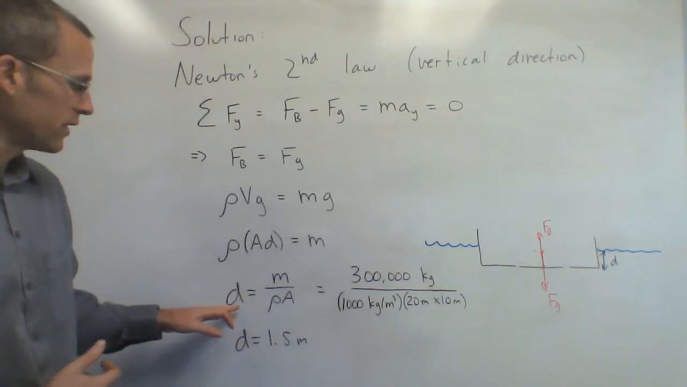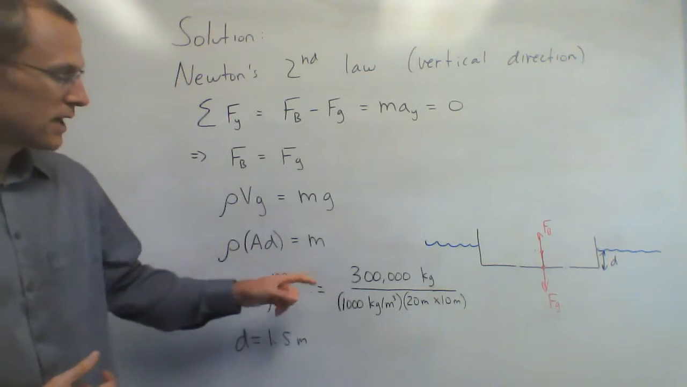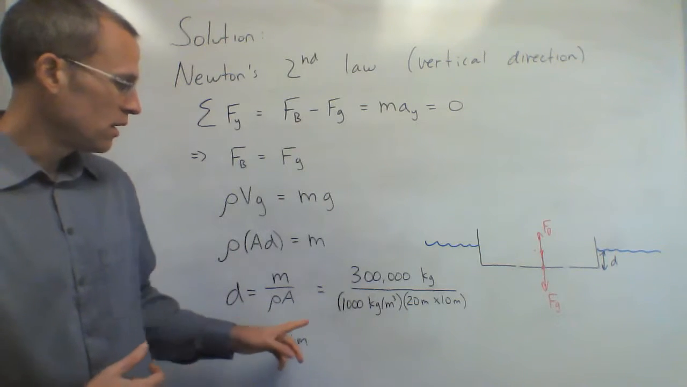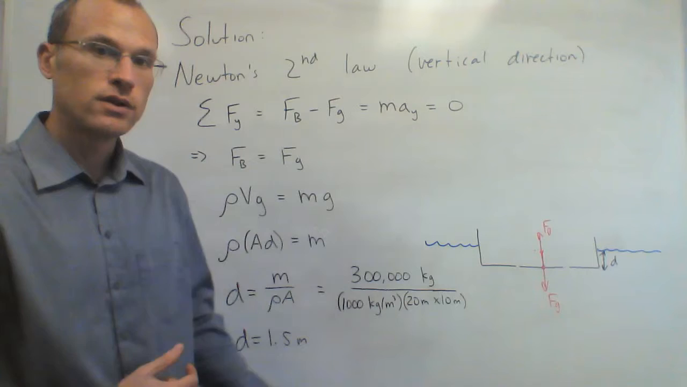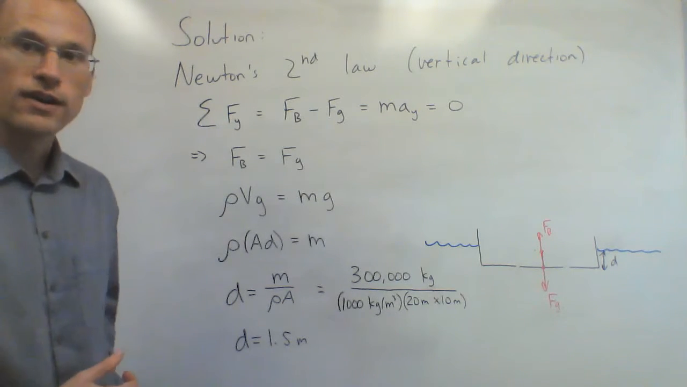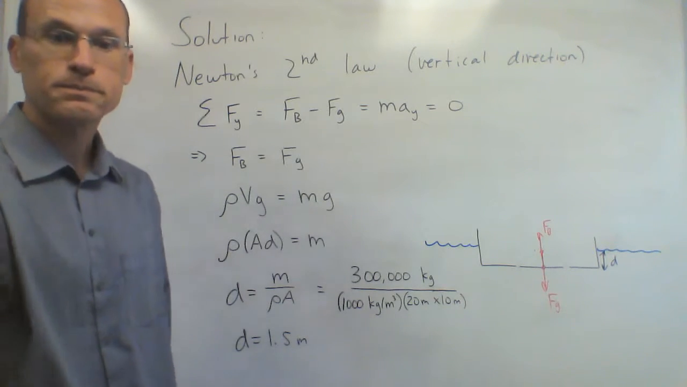Rearrange this. I can find the depth is mass divided by density of water times that area. So mass of 300,000 kilograms, density of fresh water 1,000, and then my area 20 meters by 10 meters gives me a depth of 1.5 meters. So hopefully the river is at least 1.5 meters deep the entire way. Otherwise I'm in trouble.